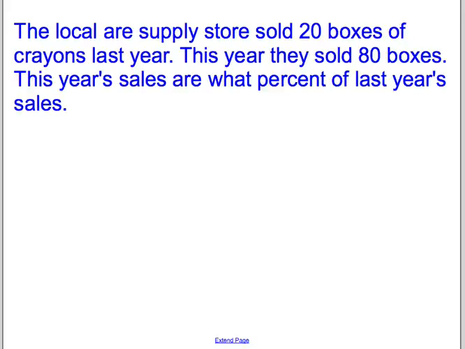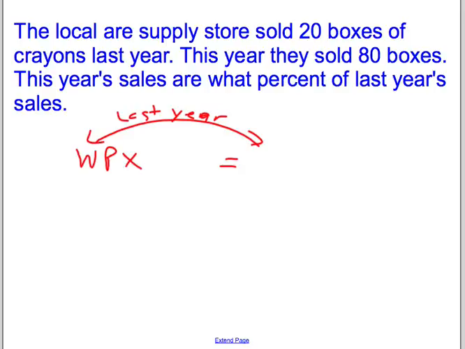The local store owner sold 20 boxes of crayons last year. This year they sold 80 boxes. This year's sales are what percent of last year's sales? We're looking for the percent. I'm looking for what percent of last year?